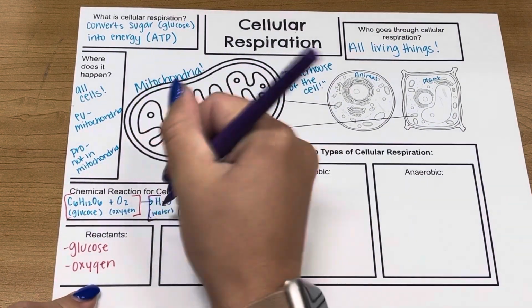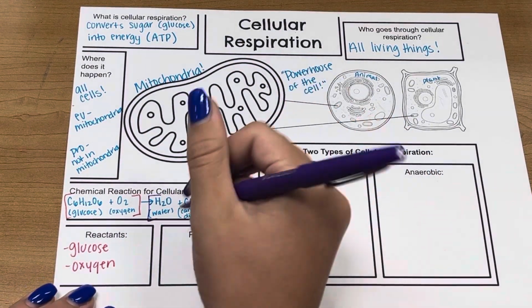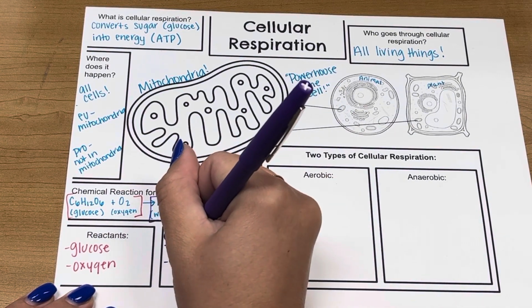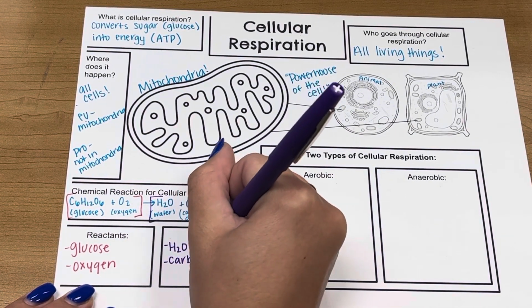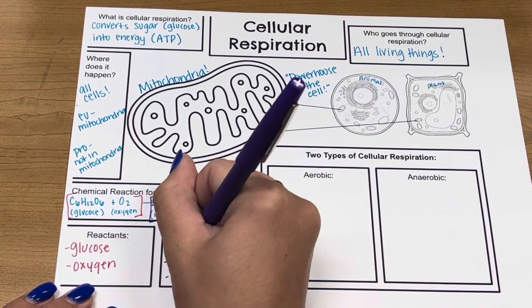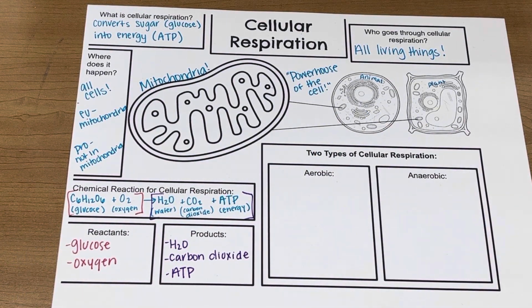And our products are what we are ending with on this side of our chemical reaction. And our products are water, carbon dioxide, and ATP. Now, this is what I want you to realize.